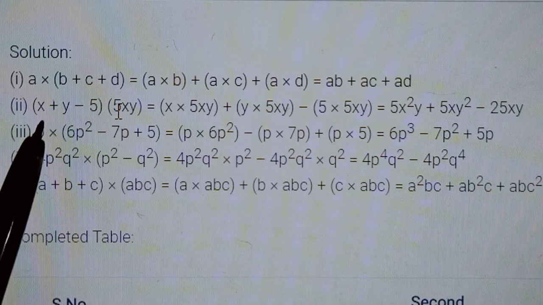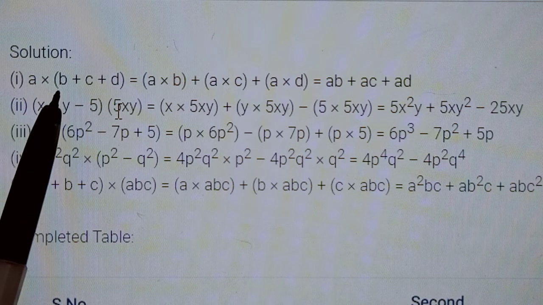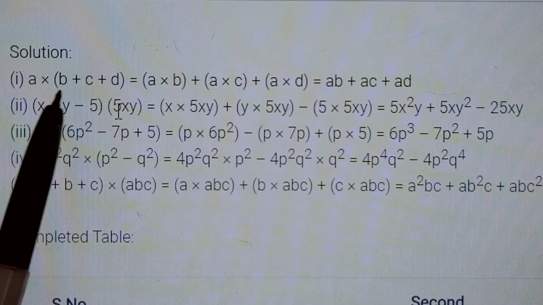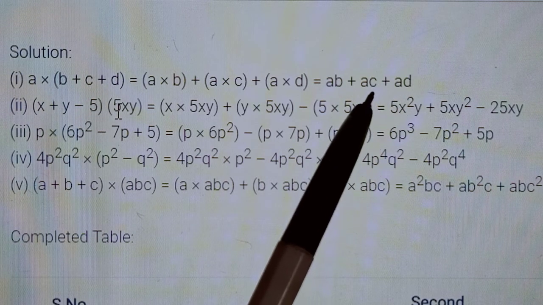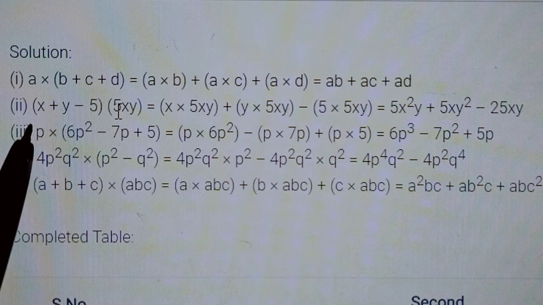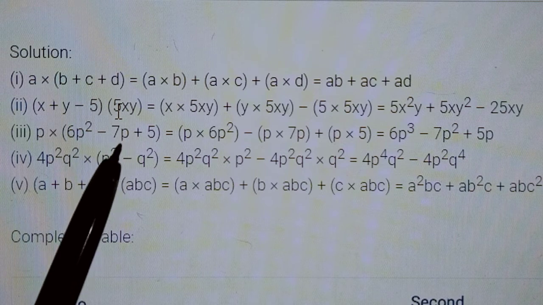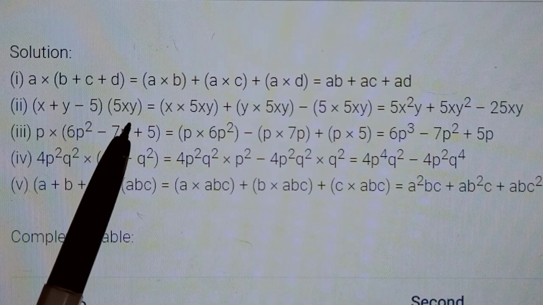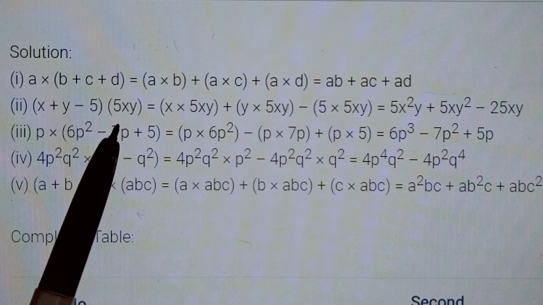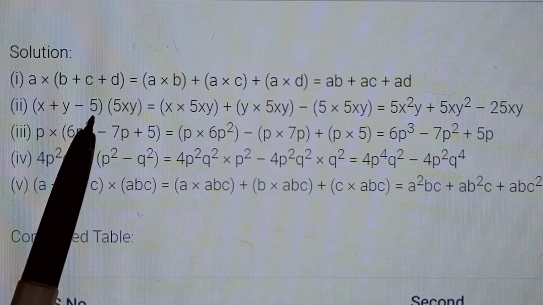So first one, the product of this expression with this. This a will be given to b, so that becomes ab, then ac, and then ad. So that will be your product. Likewise, the first expression was x plus y minus 5. The second expression here is 5xy. Now if you're multiplying, this 5xy will be multiplied with x as well as with y and as well as with minus 5.